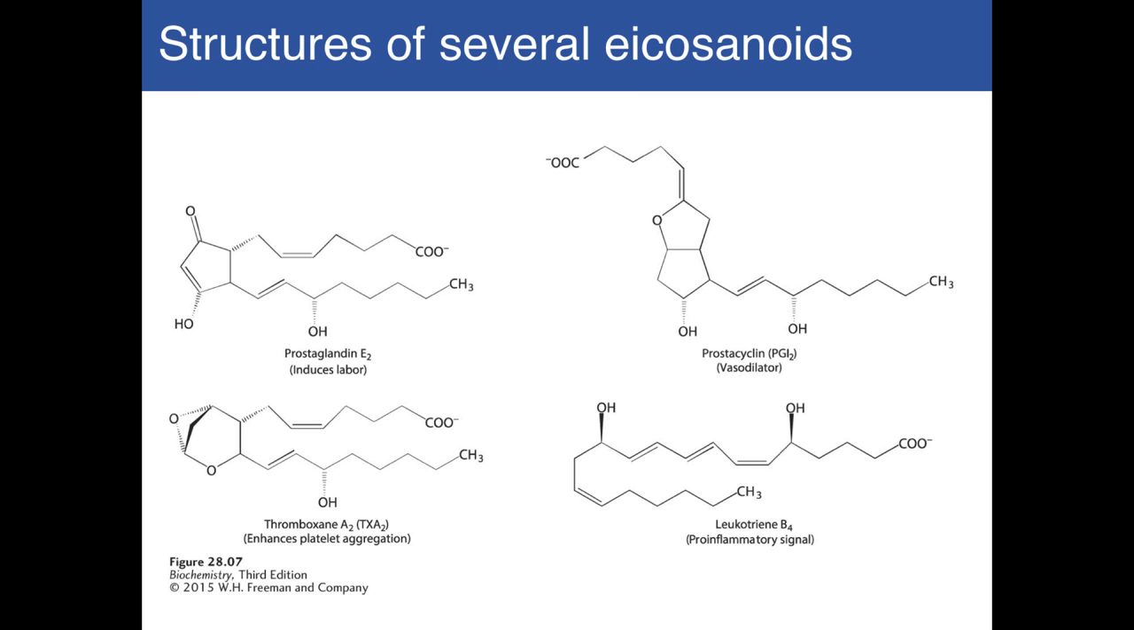Here are some of them. We'll talk about how we make these tomorrow, those reactions, but here are the various ones. There's prostacyclin, it's a vasodilator. Leukotriene B4, it's a pro-inflammatory signal. Is inflammation good or bad? Well, that's a good answer. What does it depend on? Okay, and what else? Where it's at? What else?